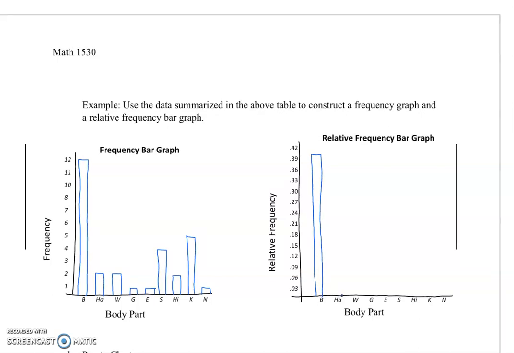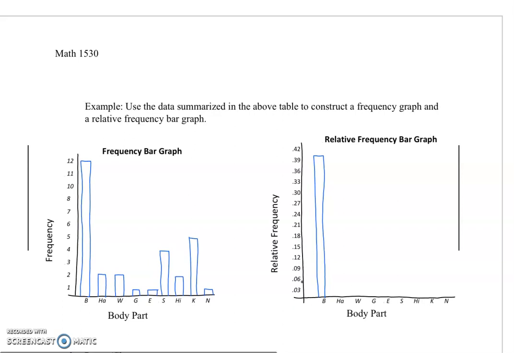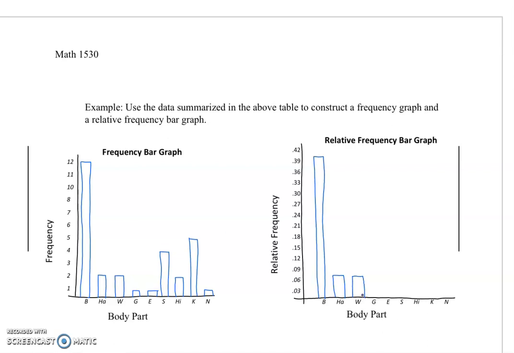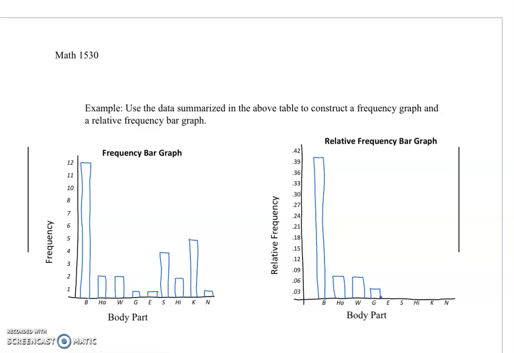And we continue the same way. So hand is 0.0667. So here's 0.06. 0.0667 is going to be a little bit above that. Same thing for the wrist because they had the same relative frequency. Groin is 0.033, so just a little bit above the 0.03. Elbow is the same.